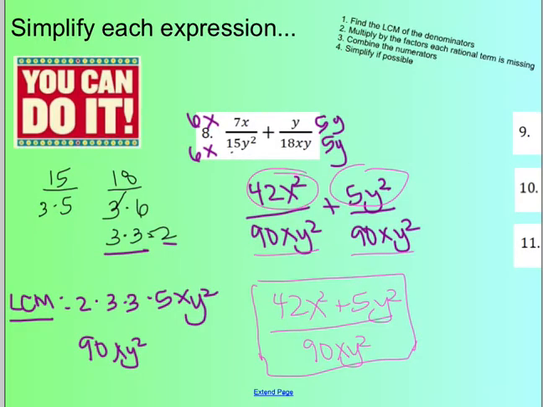Let's go ahead and look at the next example, example 9.